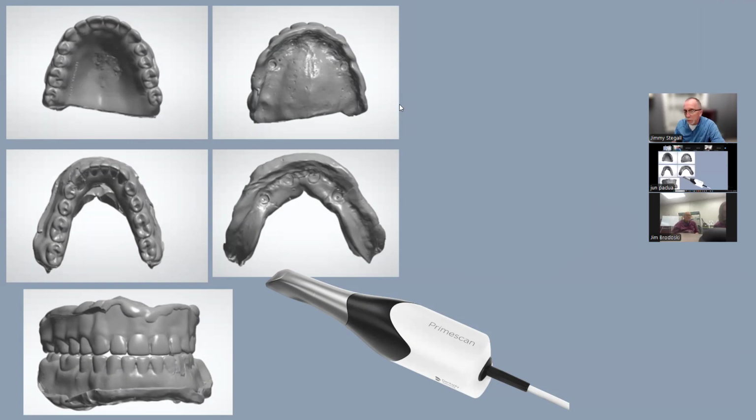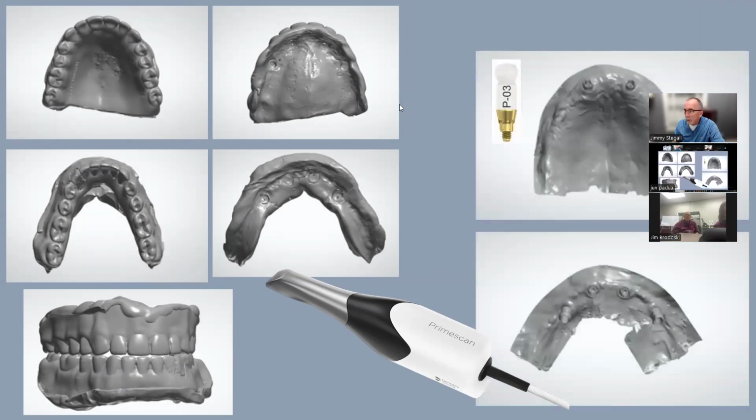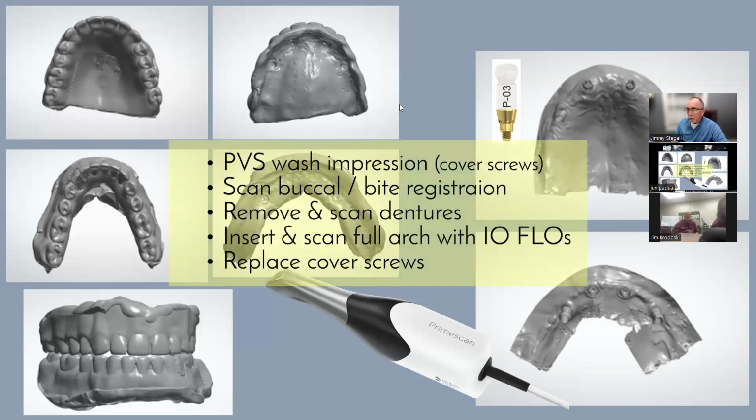So we do pretty much a full scan of the upper and the lower and the bite, but then we do an additional couple of scans. Right? We put the scan posts in the sites and we scan all of the arches with the scan posts. Then we'll take the scan posts out, put the cover screws back in. So that's the workflow, right? Wash impression with the cover screws. Scan the buccal and the bite registration, remove and scan the dentures. Then we put the IO flows, the scan posts, in so we can order the Atlantis abutments, take everything back out, put the cover screws back in, send the patient back home with their dentures.